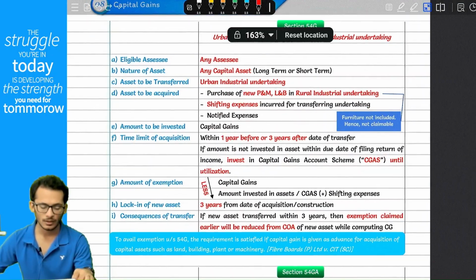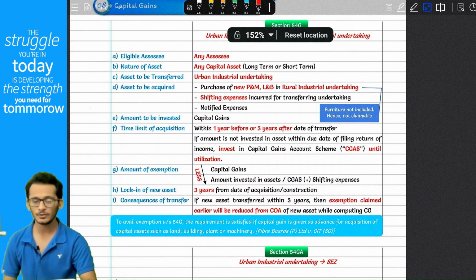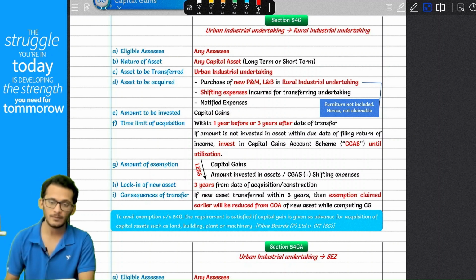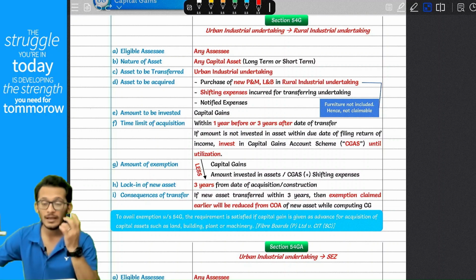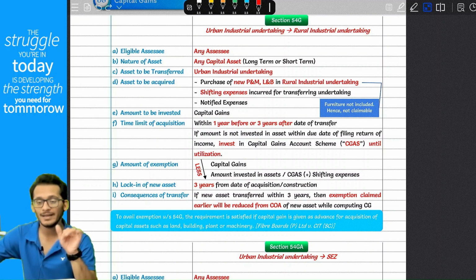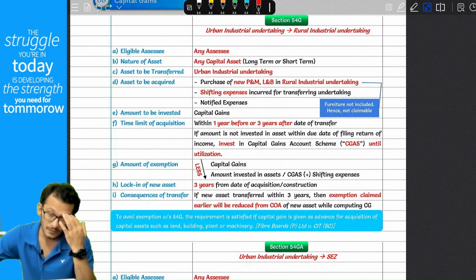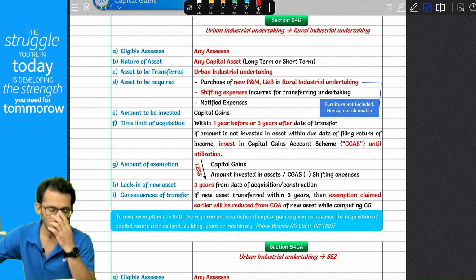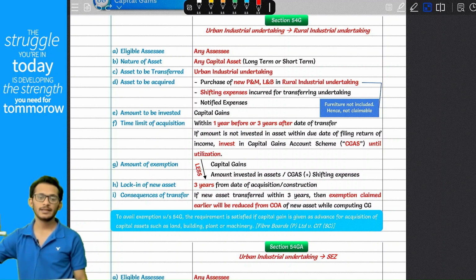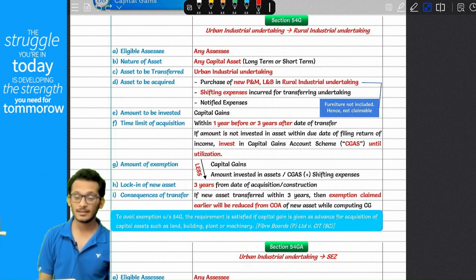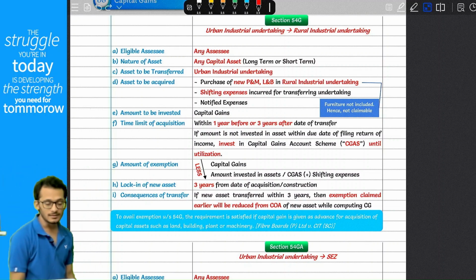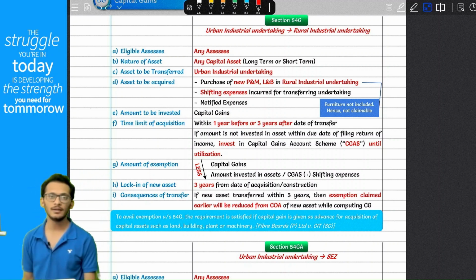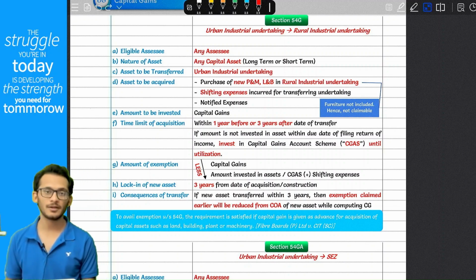Then moving to the last two, called 54G and 54GA. 54G says, if you're planning to have an urban industrial undertaking sold off in exchange for buying a rural industrial undertaking or for buying any SEZ unit, in that case whatever money you transferred will be exempted to the extent of the capital gains investment made in the new undertaking. The new undertaking should be made within 1 year before or 3 years after. Put capital gains into this. Since the asset would be the same, both being undertakings, any kind of exemption which you claimed earlier will be reduced from the cost of acquisition if you do not hold the asset for a period of 3 years.